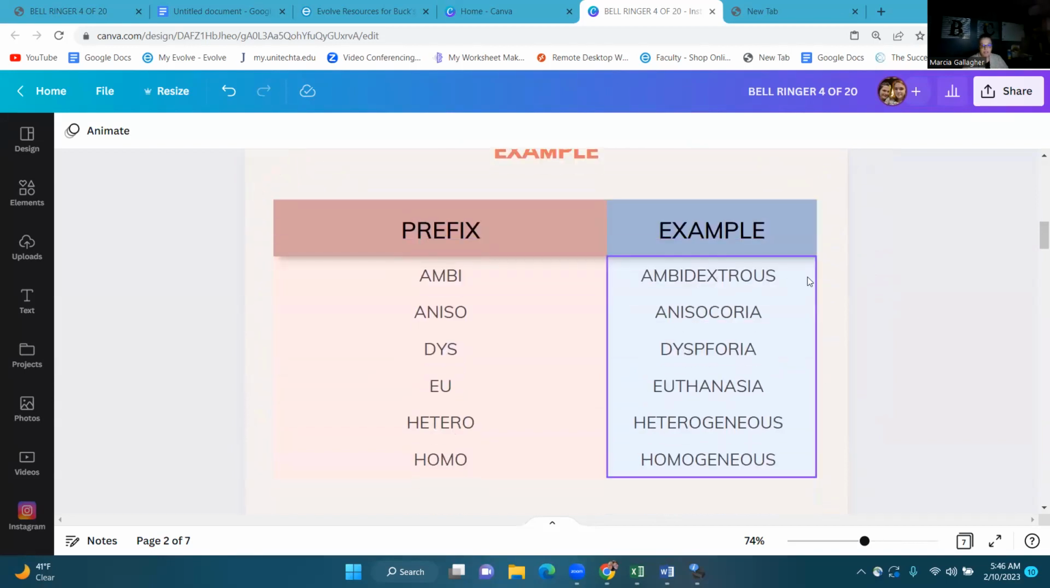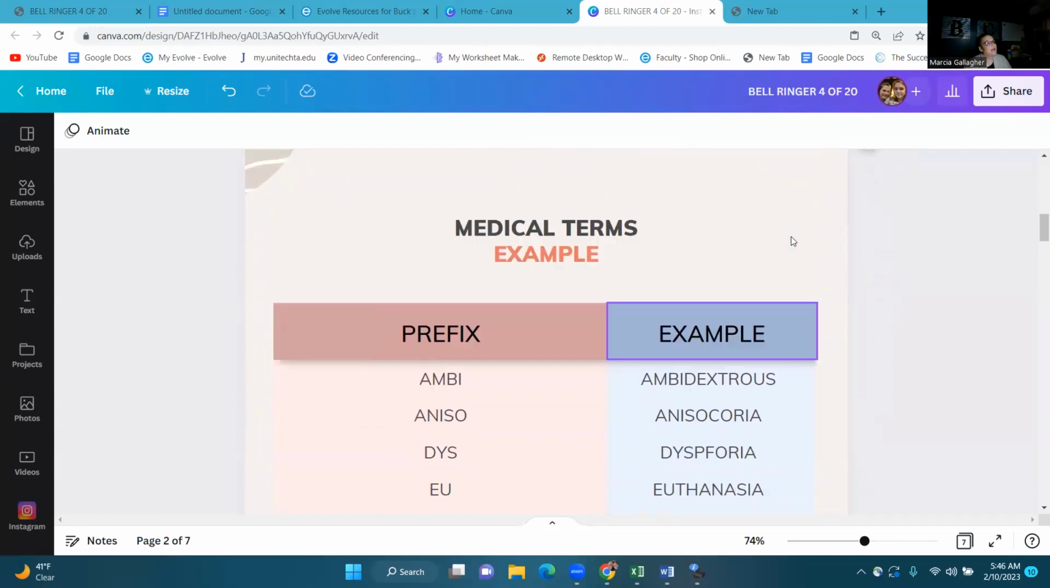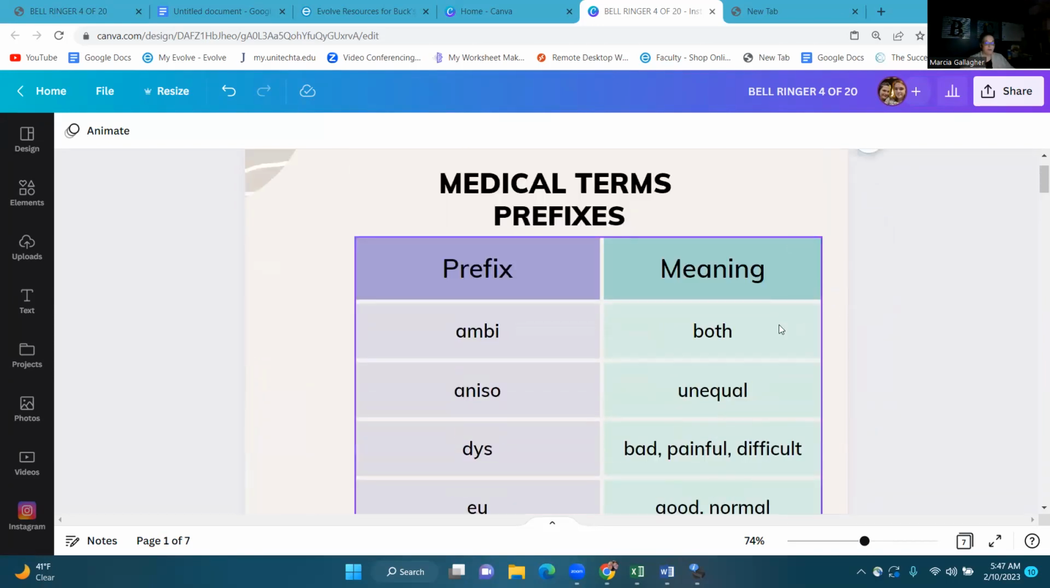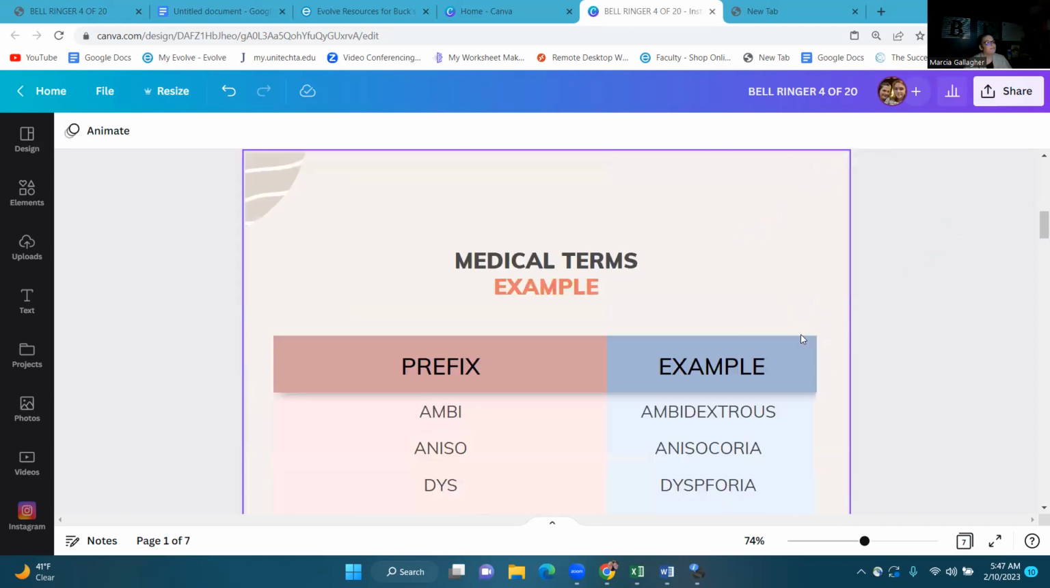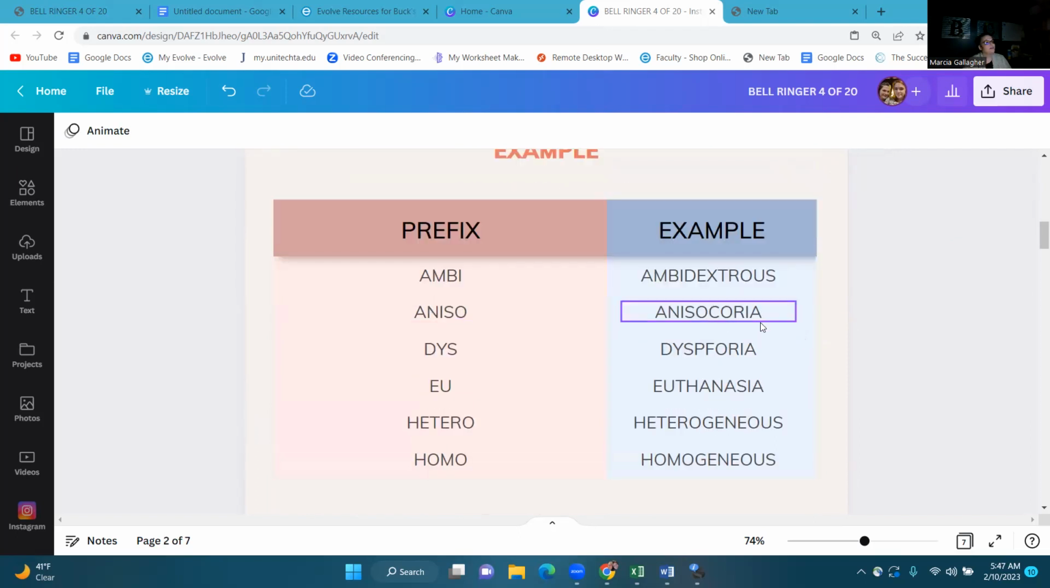Ambi, ambidextrous. That means being able to use both sides, right? So when we look at ambidextrous or ambi, it means both. I've always heard that ambidextrous means that you can write with your left and your right hand. All right. Anisocoria. Dys, or dysphoria. Euthanasia. Heterogeneous. Homo, homogeneous.